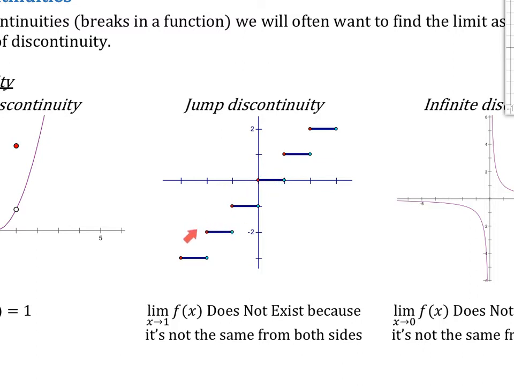So here, the function's cruising along, and then it jumps. And it's cruising along, and it jumps. So there's no limit here as x goes to 1 in this case. As x goes to 1, here the height is 0. Here the height is 1. So here the limit is approaching 1. Here the limit is approaching 0. Those are not the same. So we say that the limit as x approaches 1 does not exist.